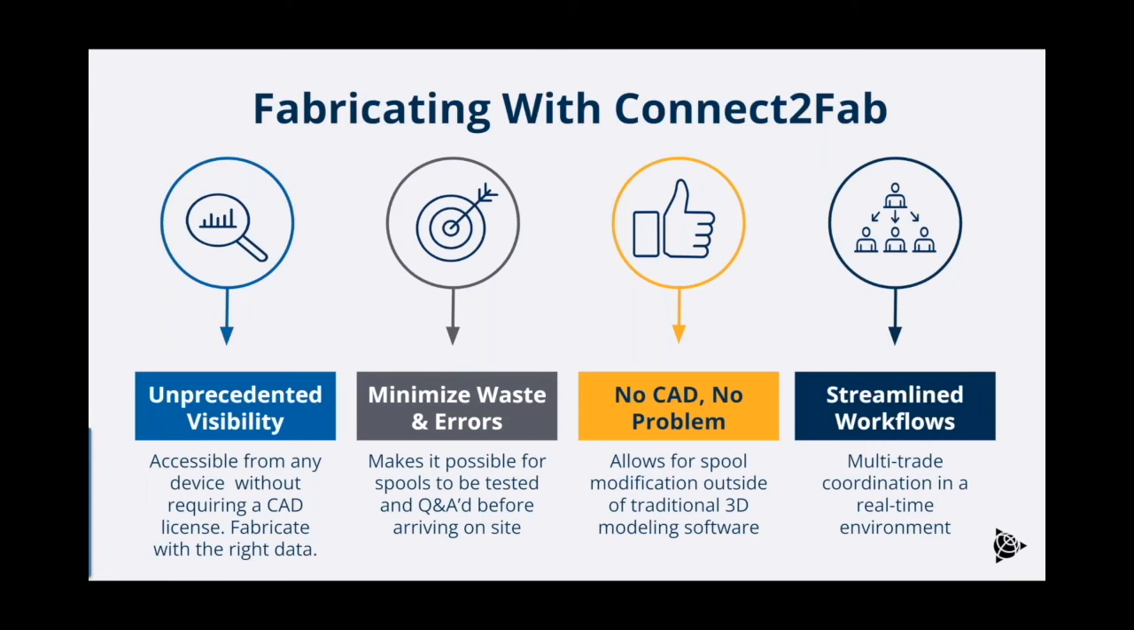In the fabrication world, Connect to Fab means I now have access to the whole model and not just the spool and the spool sheet that was printed. So I can see my spool, I can see all of the information about the spool, but I can also see how that spool connects to the other systems in the model, as well as how the spool fits into the model as a whole.